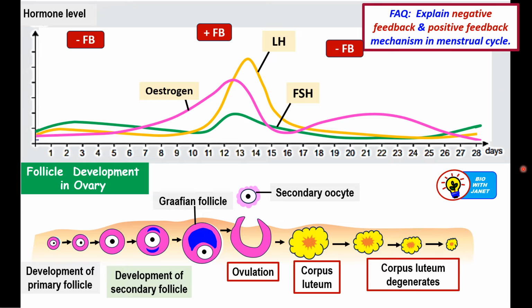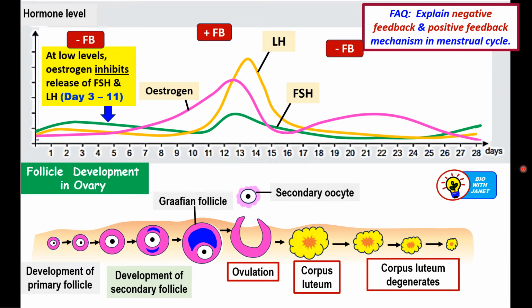Okay. So here are a few examples of negative and positive feedback. Now firstly, for negative feedback, at low levels of estrogen, from day 3 to day 11, the estrogen inhibits or reduces the release of FSH and LH from the pituitary gland, okay, from day 3 to day 11. So this is known as negative feedback in the sense that when the level of estrogen increases, the level of FSH and LH decreases instead, okay?